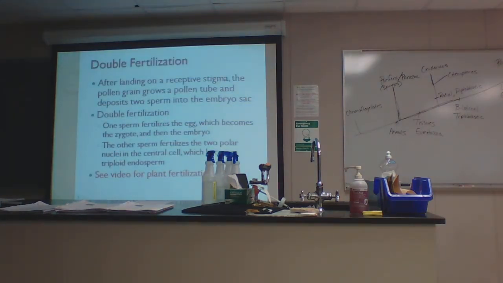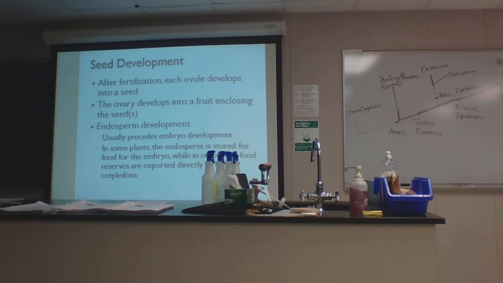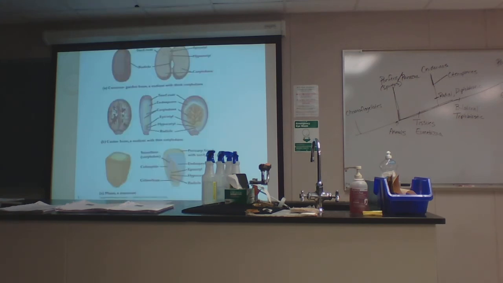And you might want to watch that video again of plant fertilization, how the pollen tube grows, and one sperm fertilizes the egg, and the other sperm fertilizes the endosperm, and all that kind of stuff. And then just know the structure of the seed. You've got the seed coat on the outside, you've got the endosperm, you've got the embryo. Know where each of these things comes from in the original ovule.